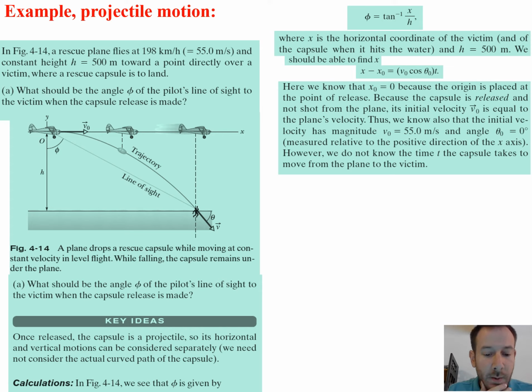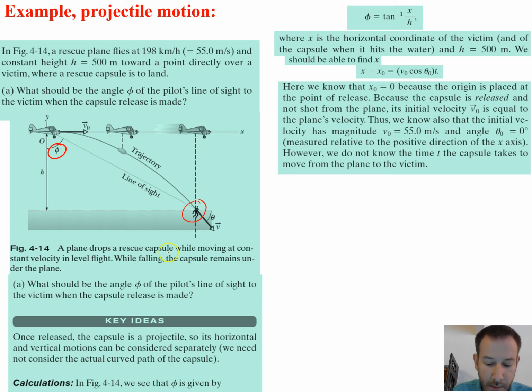In the figure, a rescue plane flies at 198 kilometers an hour, which they go ahead and convert for you, 55 meters a second, and a constant height of 500 meters towards a point directly over the victim, where a rescue capsule is to land. So you have a victim over here in the water. We want to drop this rescue capsule to him. What should the angle phi be of the pilot's line of sight to the victim when the capsule's release is made? All right, so phi is our angle here, which is a little bit of an odd angle. We don't usually do an angle that's off of the vertical axis, but that's pretty easy to deal with.